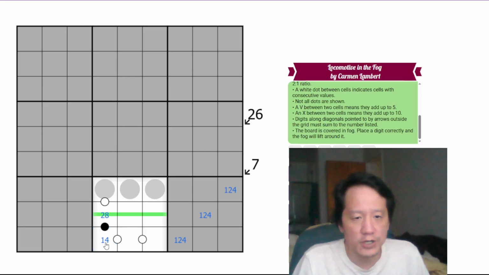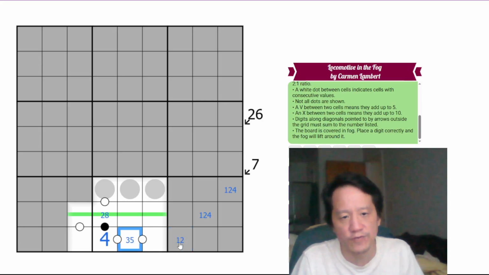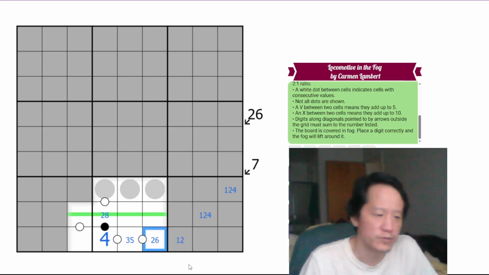If we had a 1 here, this would be 2, but then this would have to be 2 because these were consecutive, so this can never be 1. Therefore, this is a 4. This can't be 4. This is 3 or 5, and this is 2 or 6 to go with that.